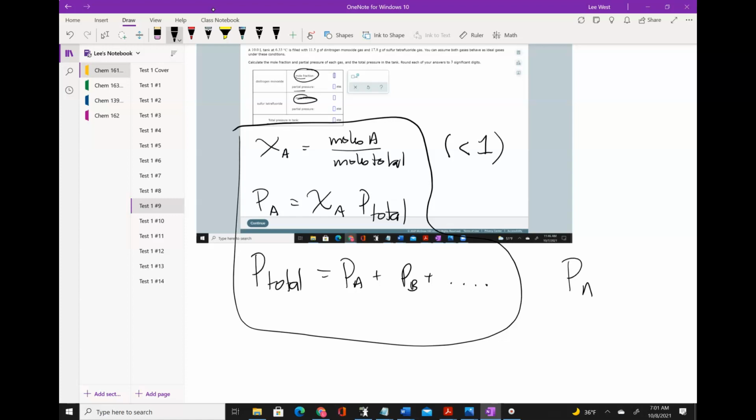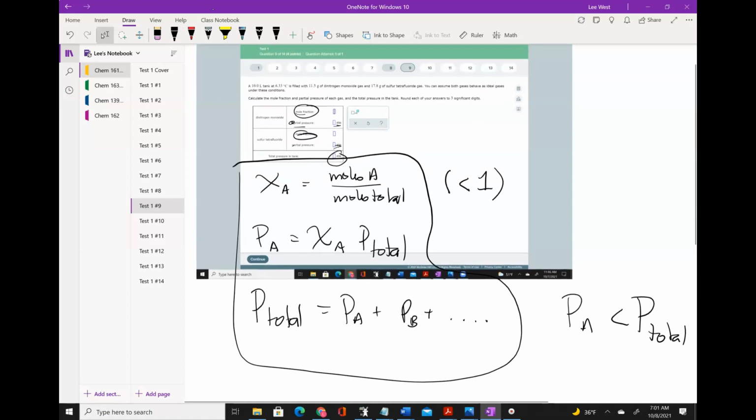Remember that any particular partial pressure is always going to be less than the total pressure. So this number at the bottom is always going to be bigger than these two numbers up here, and those two numbers are always going to sum to the one at the bottom. The gases just behave as though they were the only gas in the container.